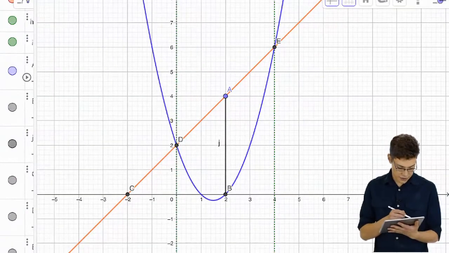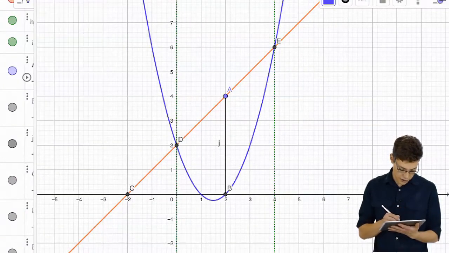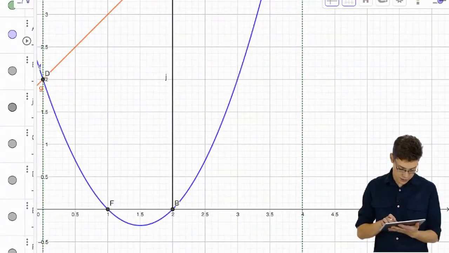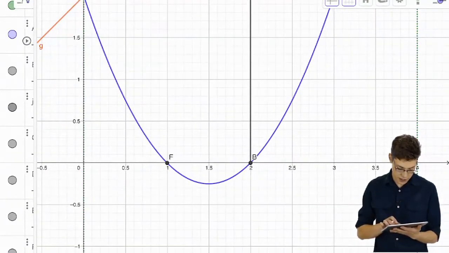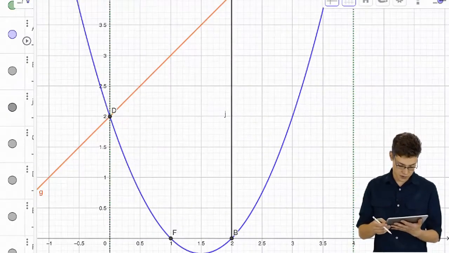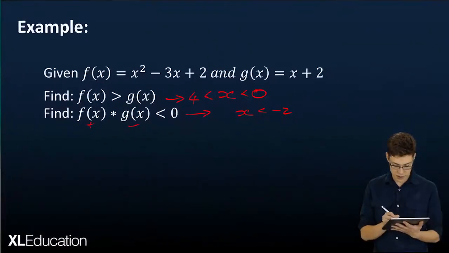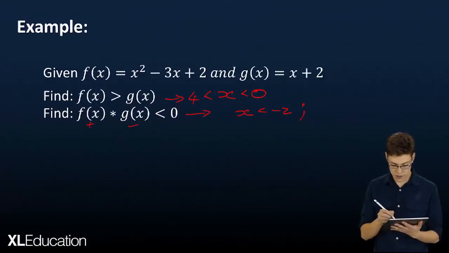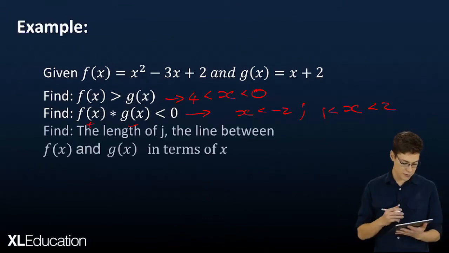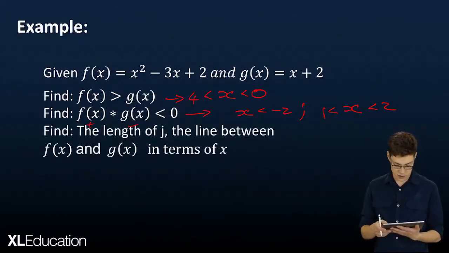And then we also have it again when x is equal to 1 and x is equal to 2, because then we have the parabola is negative, the straight line is positive. So we say that that's our first answer, and the second answer is that x is less than 2 but greater than 1. And that's the bracket. Now, next up, find the length of j, the line between f of x and g of x in terms of x.